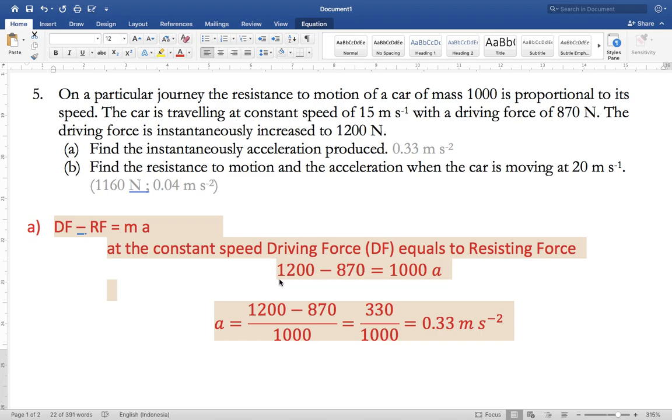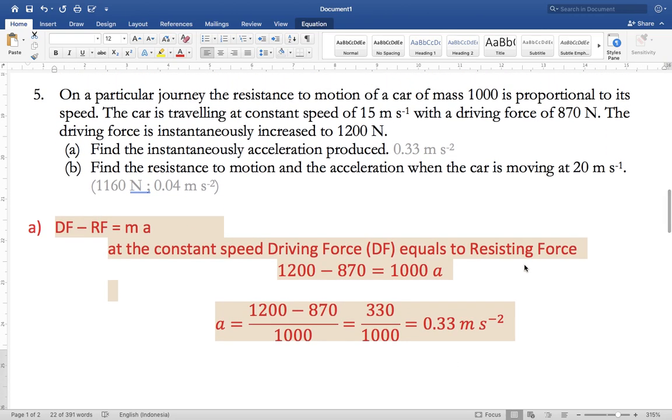So we can substitute these numbers: 1200 as the driving force minus the resisting force of 870 Newton equals mass times a. The mass is 1000 kilograms. So this is 330 divided by 1000, which is 0.33 meter second minus 2. Finally we get the answer for A. Okay, continue.